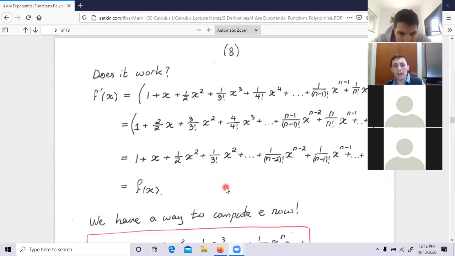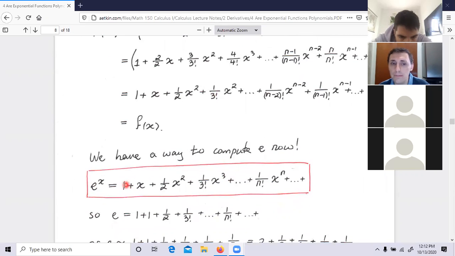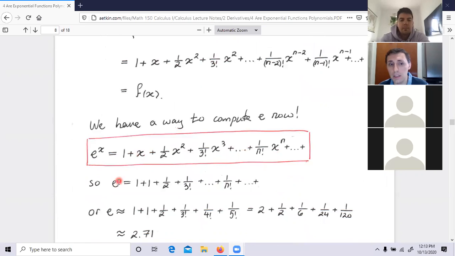Isn't it cool? Now we have a way to calculate e, because e to the x is, this is what I'm claiming, actually this infinite polynomial: 1 plus x plus 1/2 x squared plus 1 over 3 factorial x cubed and onwards. So for e, I just plug in 1 in here. e is 1 plus 1 plus 1/2 plus 1 over 3 factorial, blah, blah, blah. Remember, because I believe that e exists, I now have a way to estimate what that number is.